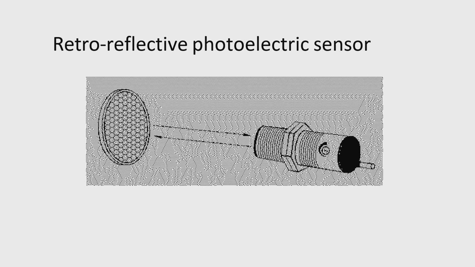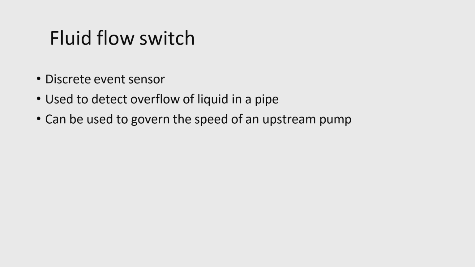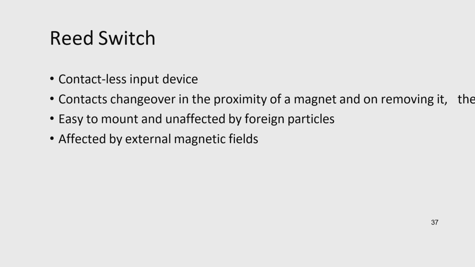So there is nobody inside. But suppose some person has come in between, then the light will get obstructed, so it will not come back. So this signal will not come, that is, you are emitting but you are not receiving. So you will come to know that an object has come. This is called a retroreflective photoelectric sensor. Then we have many things like a fluid flow switch, which can measure the flow of the fluid.